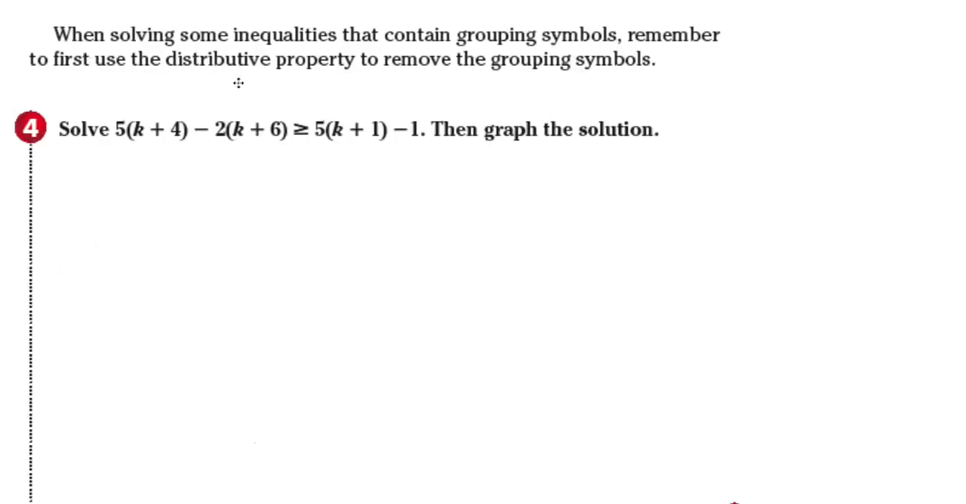When solving some inequalities that contain grouping symbols, remember to first use the distributive property to remove the grouping symbols. Example number 4, solve 5 times the quantity k plus 4 minus 2 times the quantity k plus 6 is greater than 5 times the quantity k plus 1 minus 1. Then we want to graph the solution.